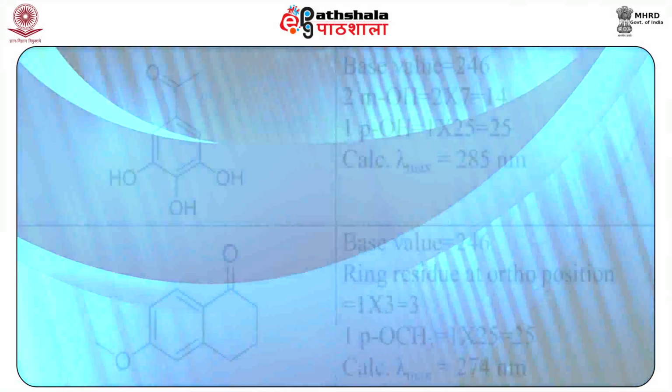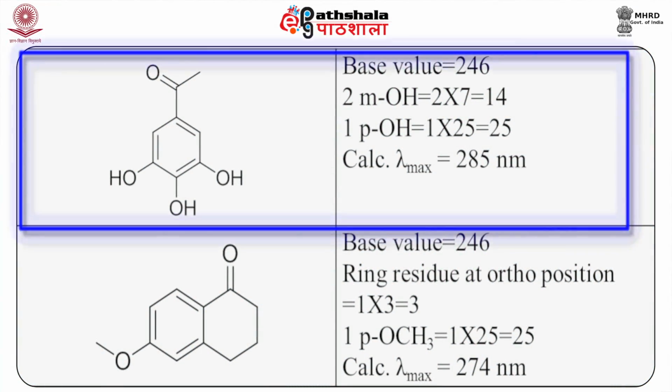Here, as you can see in entry number 1, it will have a base value of 246 nanometers. There are 2 meta substituents, they will contribute 14 nanometers, and 1 para substituent will contribute 25 nanometers, thus adding up to a value of 285 nanometers.